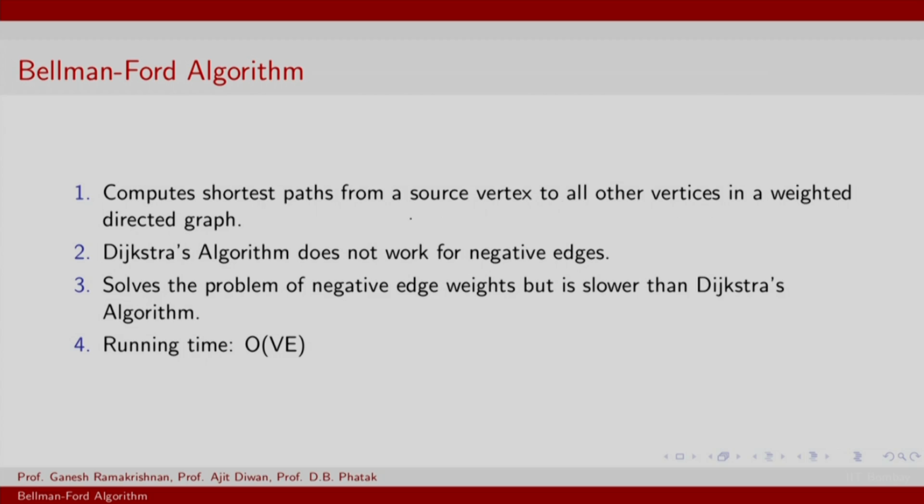Recall that we discussed Dijkstra's algorithm, which operates under the constraint that no edge weights are negative. So, the Bellman-Ford algorithm computes shortest paths from a single, fixed source to all other vertices in a weighted directed graph. However, Dijkstra's algorithm does not work for negative weighted edges. It's a greedy algorithm that makes use of the optimal substructure property. Bellman-Ford solves the problem of negative weighted edges, but is slower than Dijkstra's algorithm. That's the price being paid. And the running time is order of the number of vertices times the number of edges.